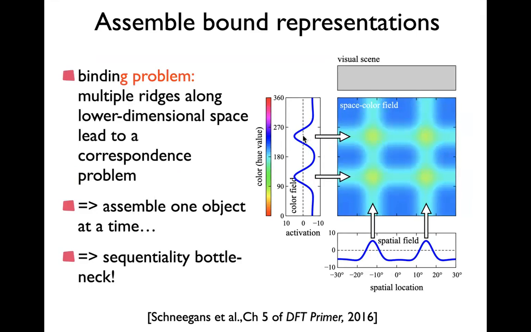That is, if you blindly do that, then you would get misbindings or illusory conjunctions, where a blue thing here on the right could also induce a blue here on the left, and a green one here on the left could also induce a green on the right, because you don't know, is the blue one the one on the left or on the right? So you have to do this one object at a time, and that's one origin of the sequentiality bottleneck all across the nervous system. It's kind of an interesting idea.